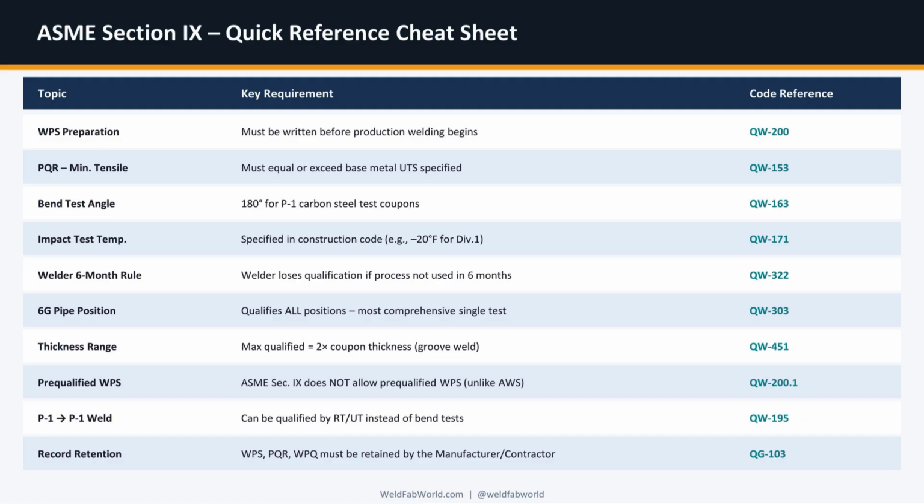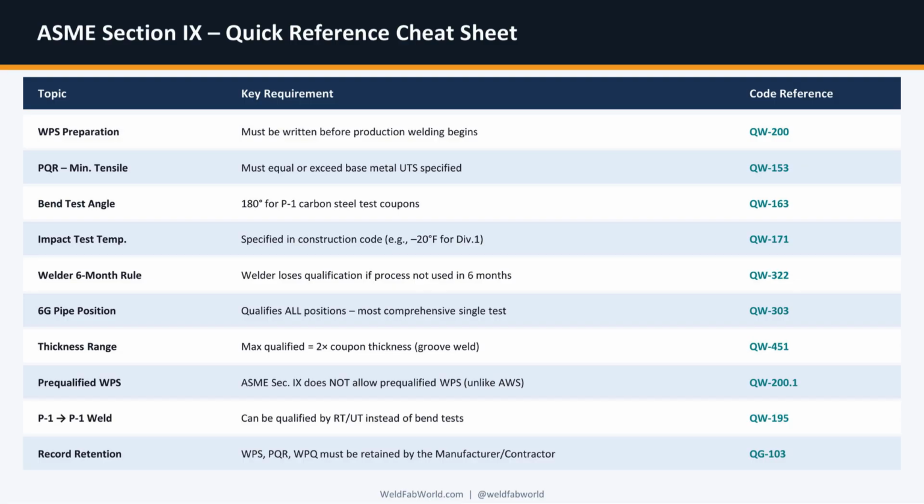QW 322, 6G position, qualifies all positions. QW 303, thickness range, maximum qualified is double the coupon thickness for groove welds. QW 451, pre-qualified WPS, ASME does not allow it. This is a common confusion with AWS D1.1 which does. Under ASME, you must always have a PQR.